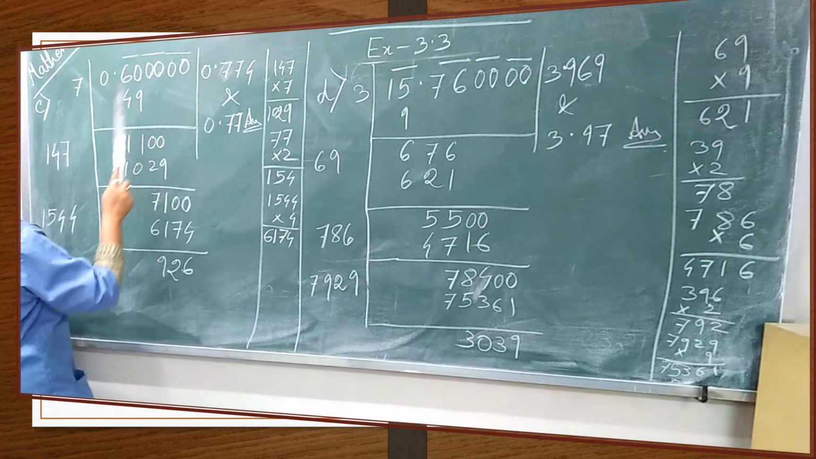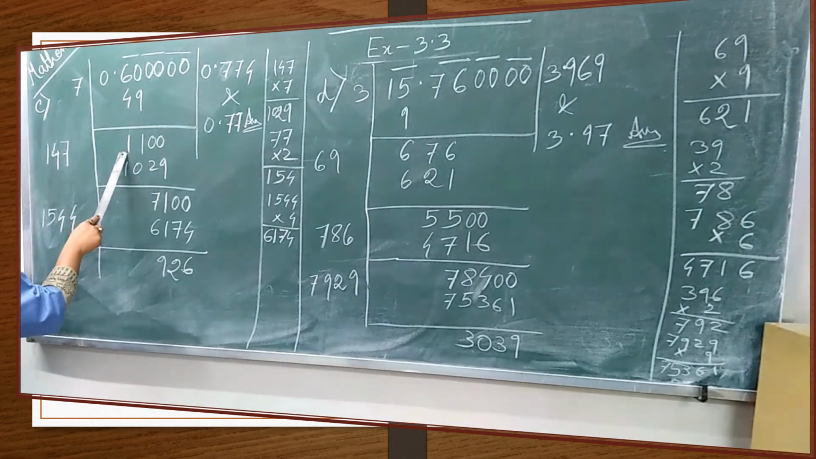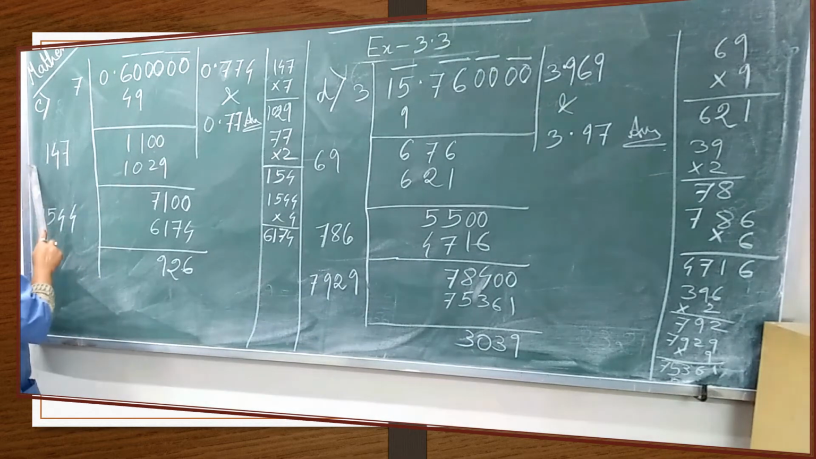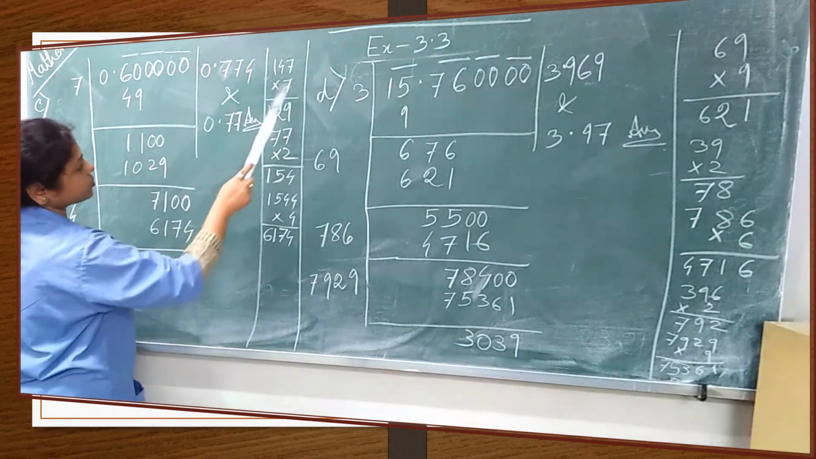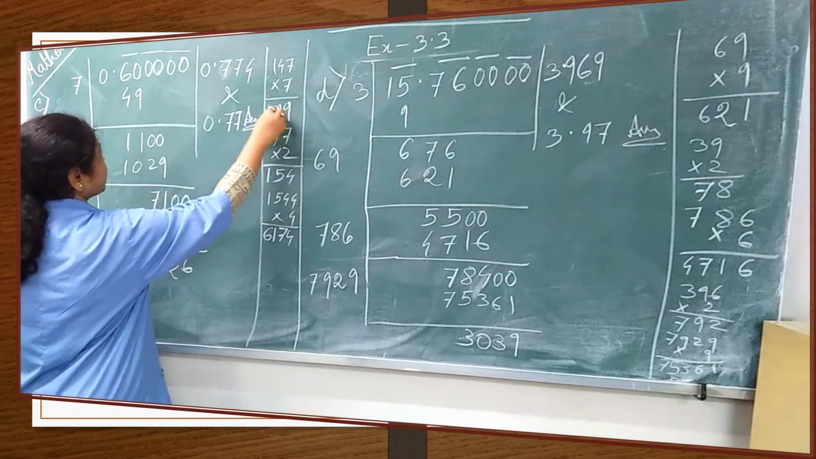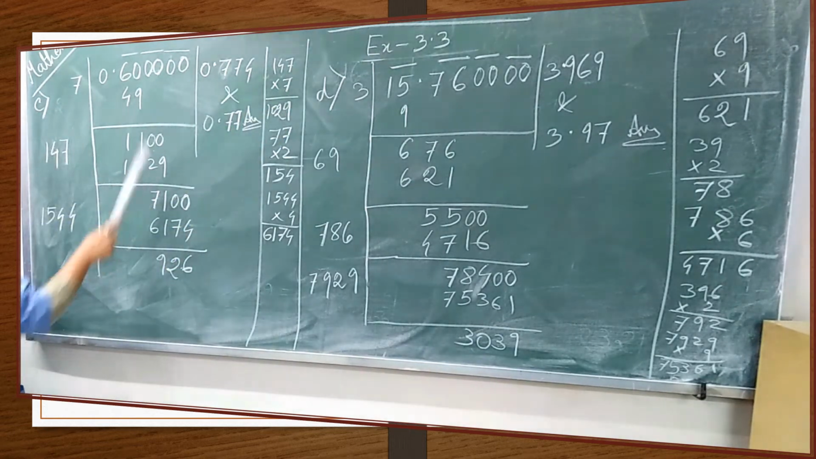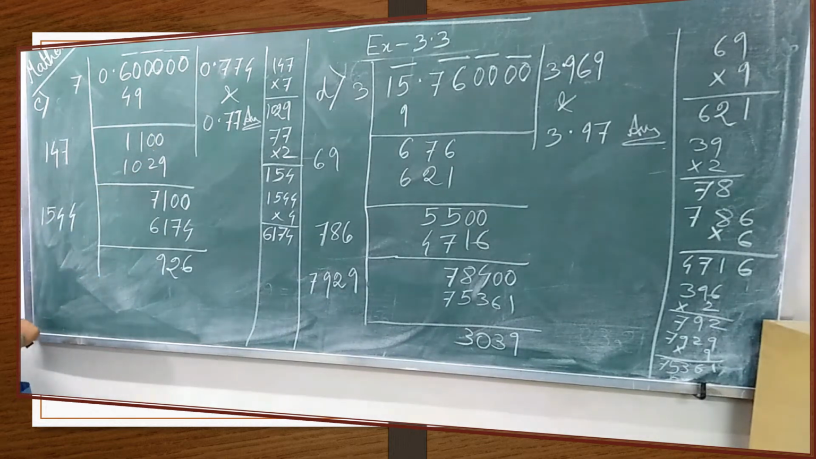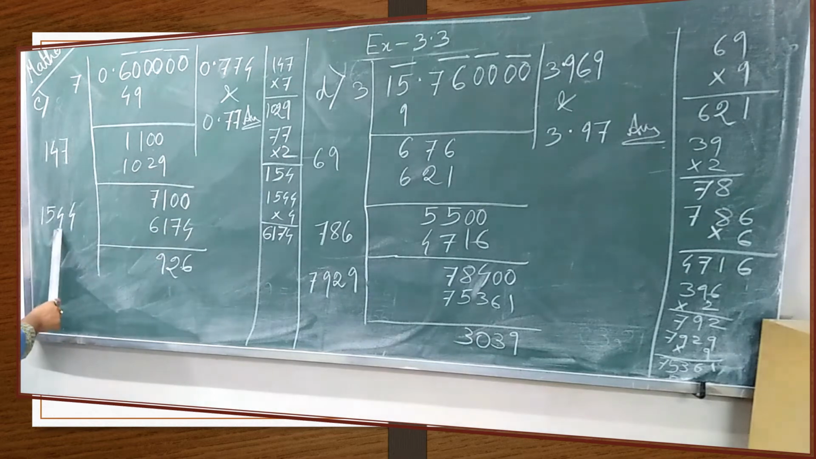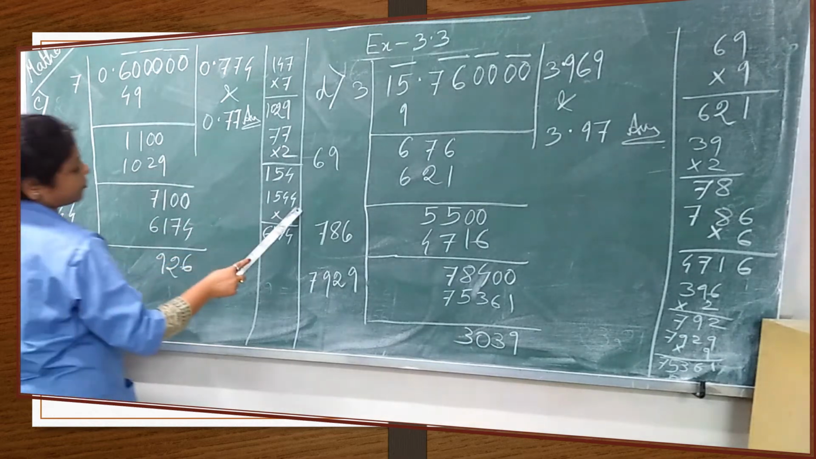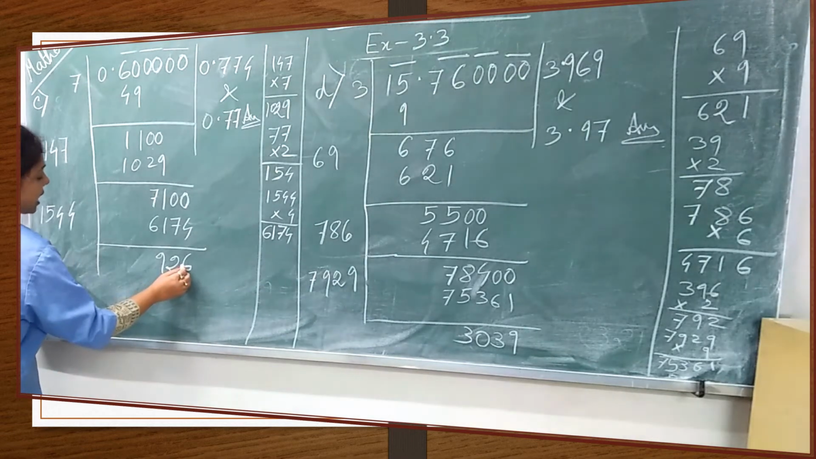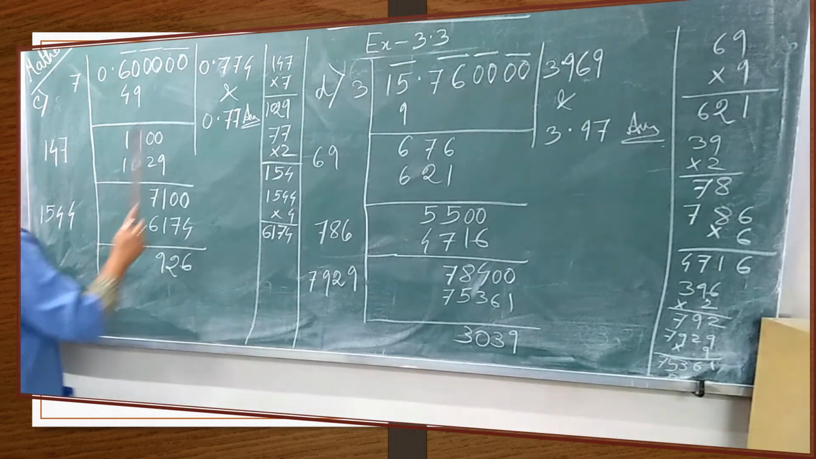Now 7 sevens are 49. 11 is coming. One pair of 0 will come down. 7 twos are 14, 147 into 7 is 1029. 1029 is coming. After that 71. Again one pair of zeros will come down. So it's coming 77 into 2, 154. Now 1544 into 4 is coming 6176. It's coming 926. And that 4 is going over there.